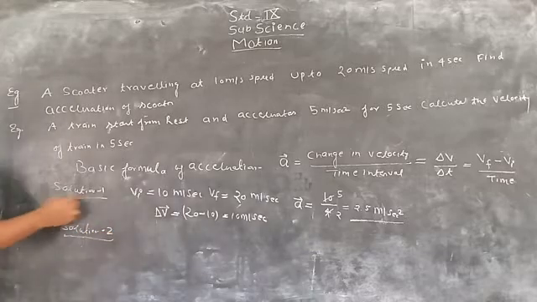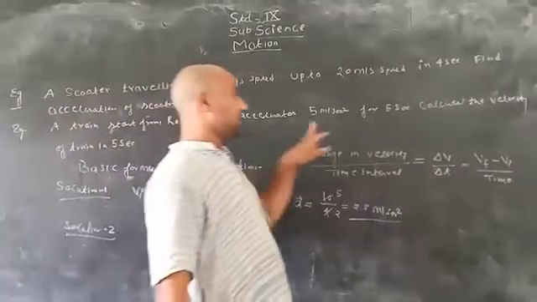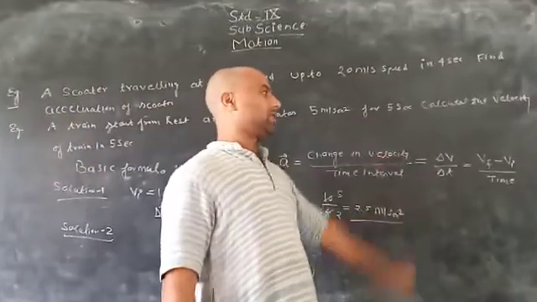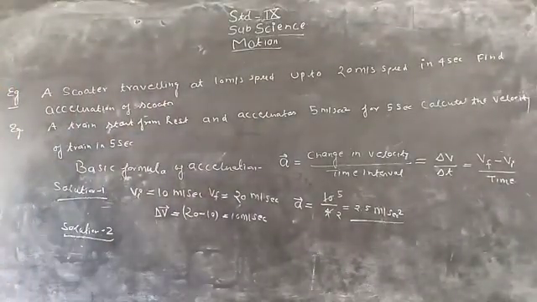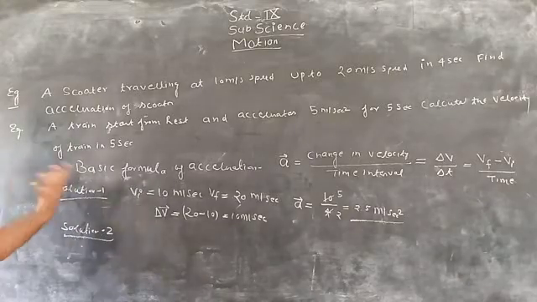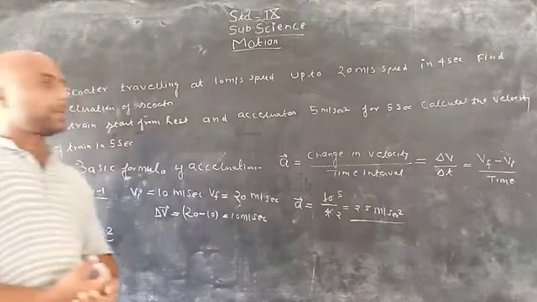Solution. A train starts from rest and accelerates at 5 meter per second square for 5 seconds. Calculate the final velocity after the 5 seconds. When 5 seconds have passed, the train gets the final velocity, and acceleration is constant throughout the journey.